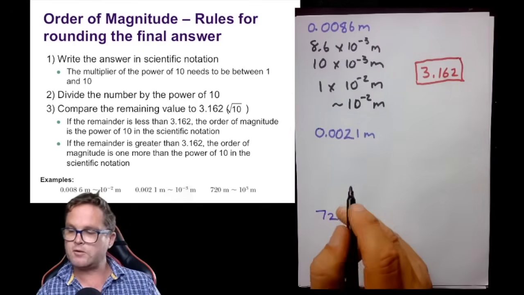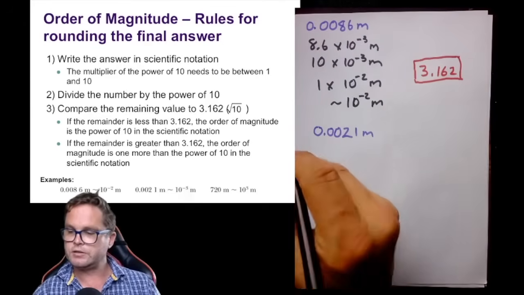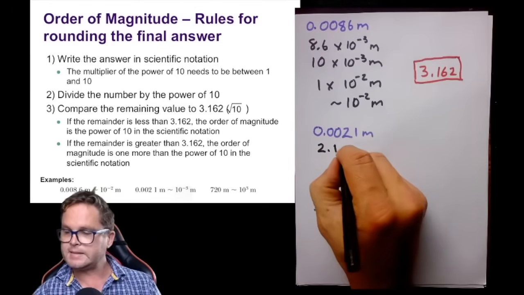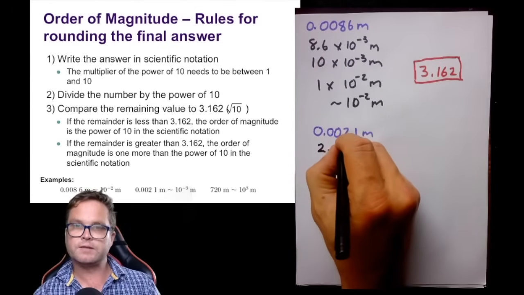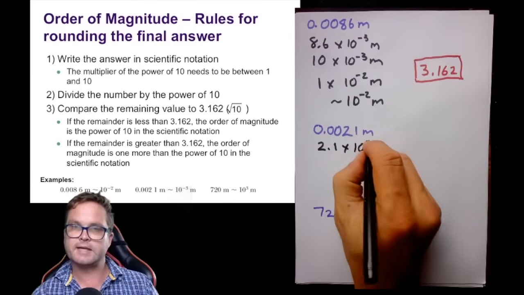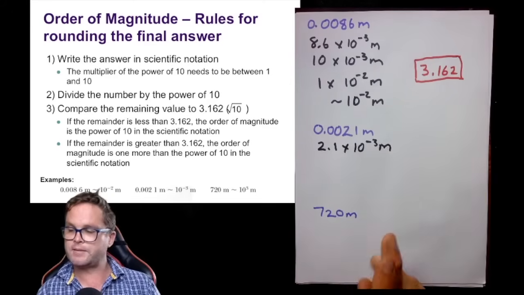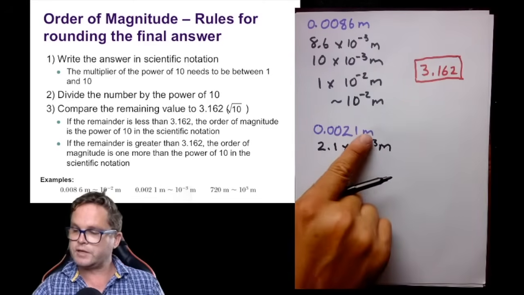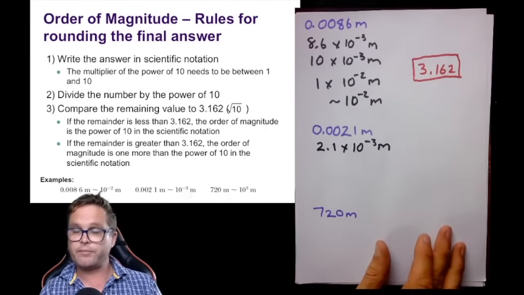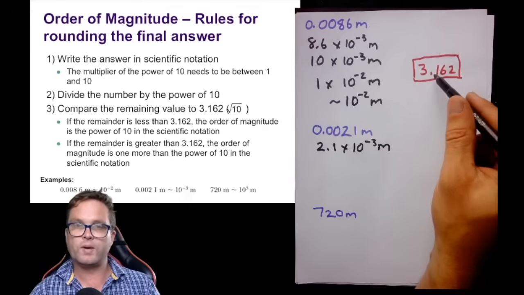Here we have the second example. Well, the first step I should do is write it in scientific notation. So writing this in scientific notation, this would be 2.1 times 10. Again, I need to move this decimal place 3 points. So again, it's 2.1 times 10 to the minus 3 meters. That's the first step. The second step says we should ignore this power and just look at the number in front. So here the number is 2.1. We should compare 2.1 to 3.162.